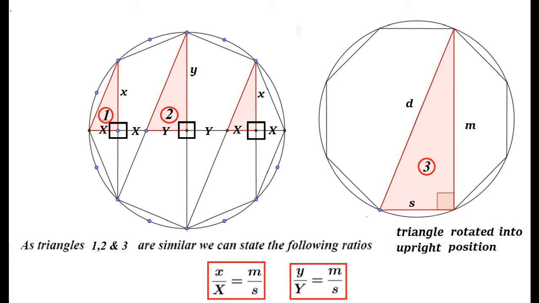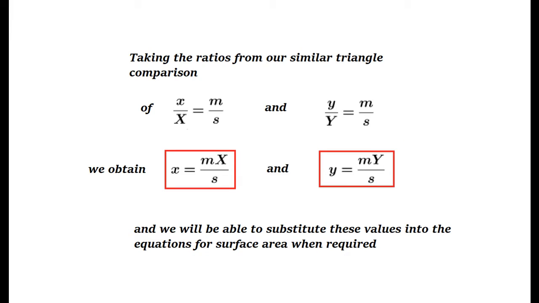We can look at these triangles closer now, and we can compare them. To make it easier to find some ratios, I have turned the biggest triangle round a bit. As all the triangles are similar or congruent, we can write down some simple ratios. Taking the ratios, you can rearrange them to give 2 simple expressions for x and y. X equals m times big X over s. Y equals m times big Y over s.